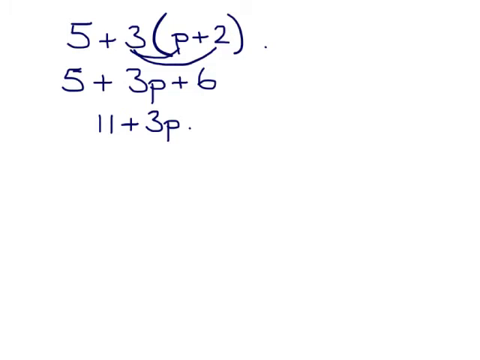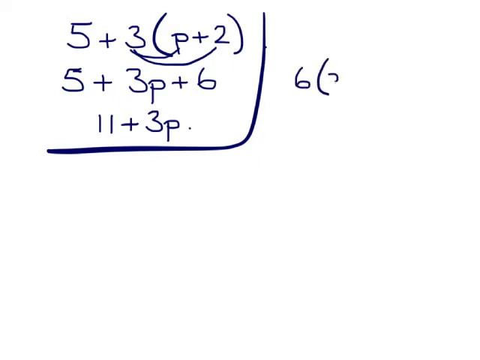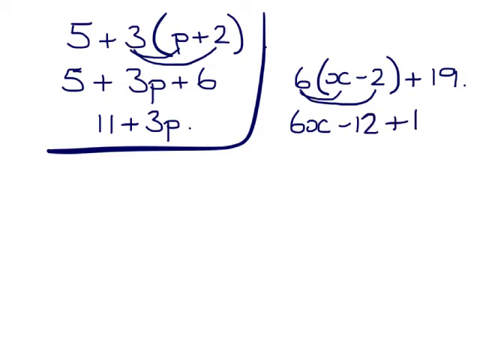Let's do another example over here. Six brackets x minus 2 plus 19. Now here we've got the brackets. We'll do that first, and then we'll add in the 19 wherever we need to. So we've got 6 times x, 6x, 6 times 2, but it says minus, so it's minus 12 plus 19.